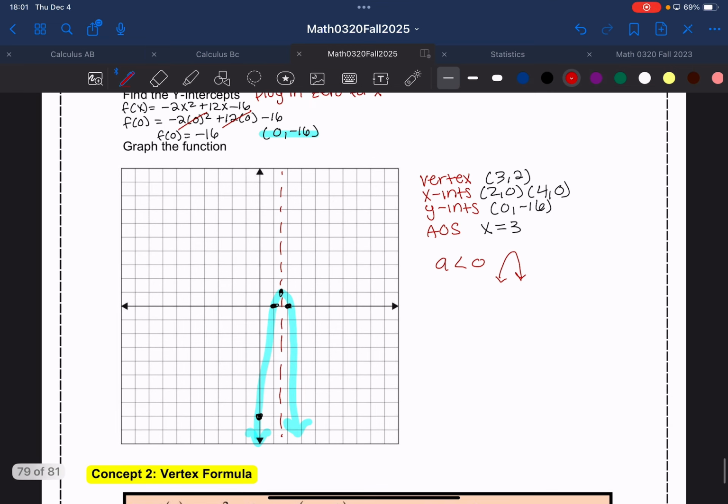Why did you plot the vertex and the intercepts? Because I went by 2's. I was counting by 2 so I could fit that -16 on there. Oh, makes sense.